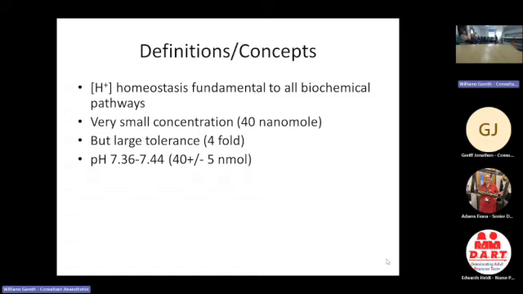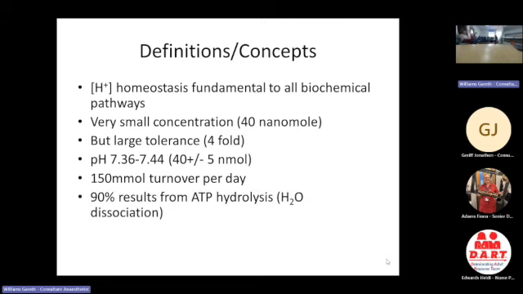So infinitesimal fine tuning of these concentrations, but quite a high turnover of hydrogen ions in the body through the kidneys, 150 millimoles a day. Most of that actually comes from ATP hydrolysis and dissociation of water. Water is the biggest supplier of hydrogen ions in the body, and the majority of that is then recaptured back into ATP. So we recycle our hydrogen ions through water, hydrolysis of ATP.